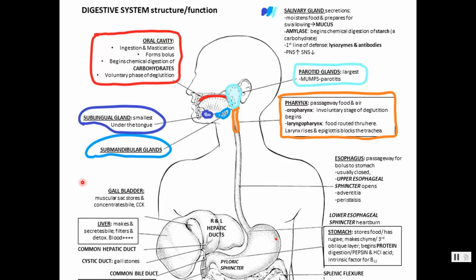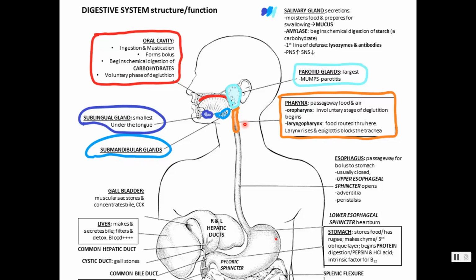So we begin swallowing, that voluntary phase of deglutition, in the oral cavity. The tongue pushes that bolus up against the hard palate, rolls back, and then the food will travel to the pharynx. The pharynx is a passageway for food and for air, so it has a shared function. The part immediately posterior to the oral cavity is the oropharynx. Like I said, as soon as the bolus hits the back of the throat, then it's going to be reflex. And so the involuntary stage of deglutition begins. And then inferior to the oropharynx is the laryngopharynx. And so the food will follow this route.